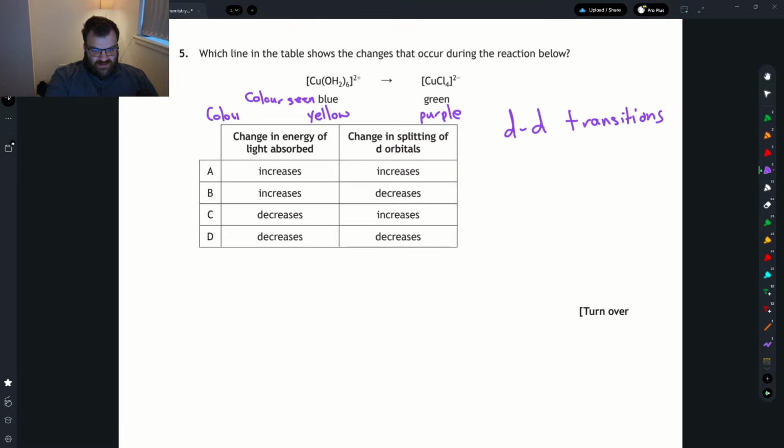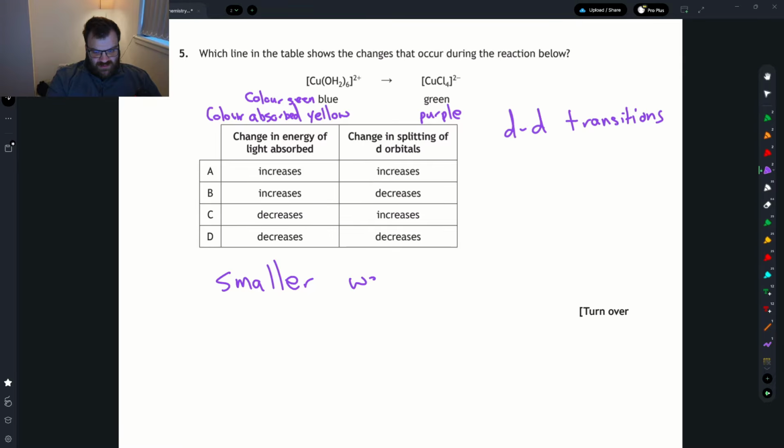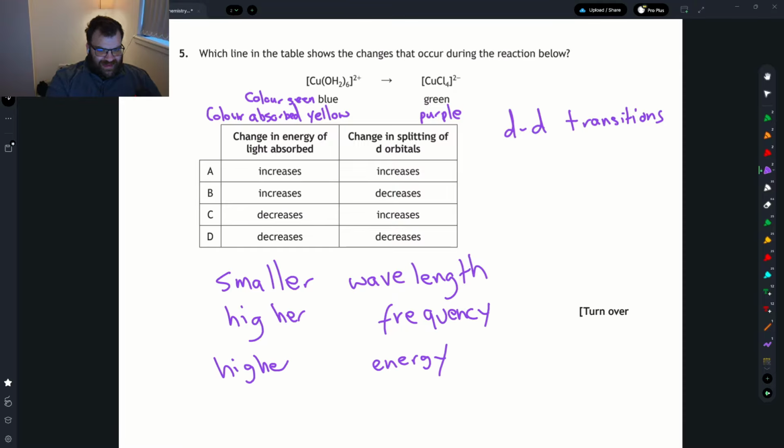And this is the colour absorbed. So going from yellow to purple, we have a smaller wavelength of light. If there is a smaller wavelength, that's going to be a higher frequency and a higher energy. So we have an increase in the energy of light absorbed.